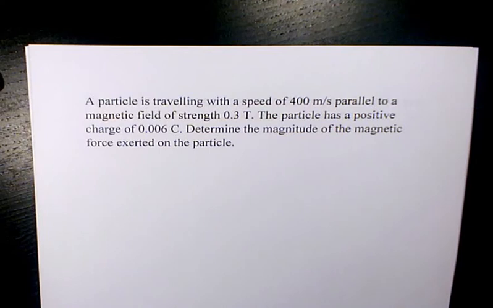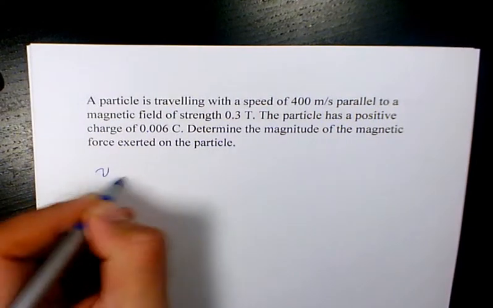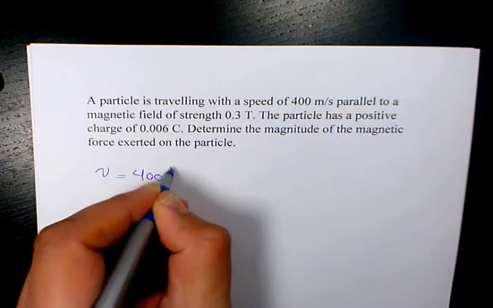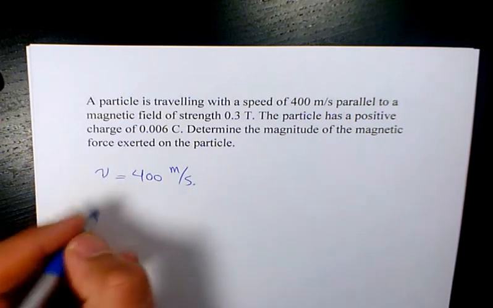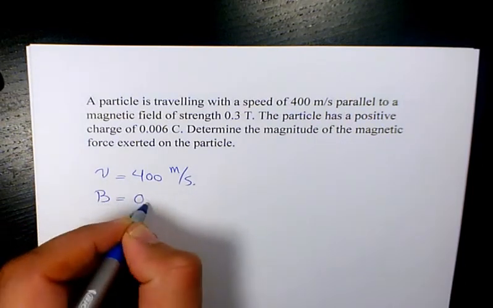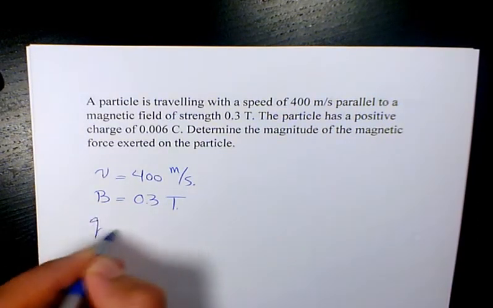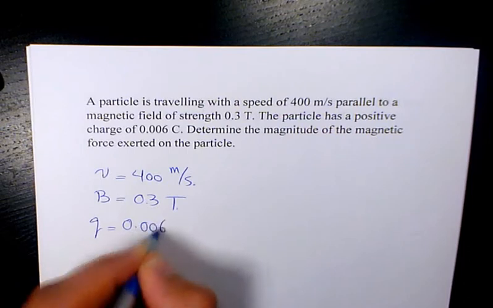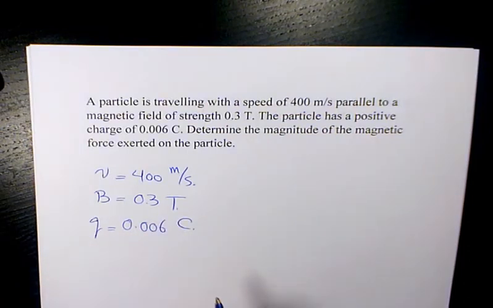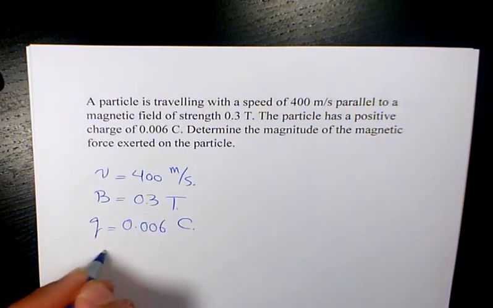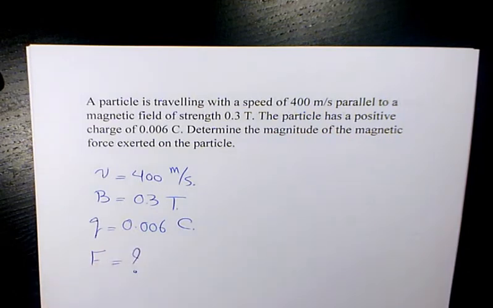A particle is traveling with the speed of 400 meters per second parallel to the magnetic field, strength of 0.3 Tesla. The particle has a positive charge of 0.006 Coulomb. Determine the magnitude of the magnetic force exerted on the particle.